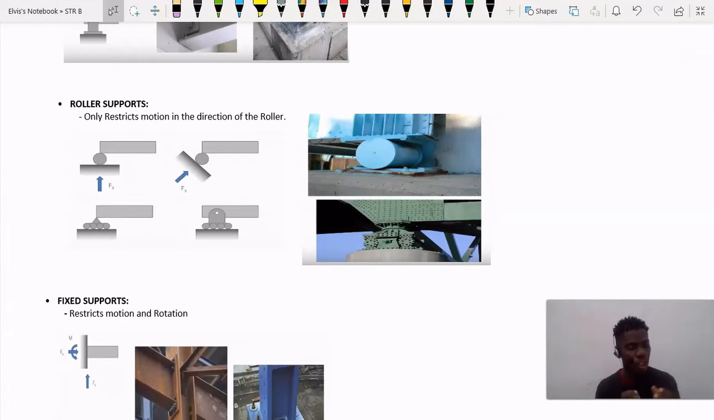Now guys, what is fixed bearing? Fixed bearing is going to be a series of plates that attach the bridge to the actual abutment on the ground. This is going to be attached to the abutment, so this is going to transfer the load to the ground.